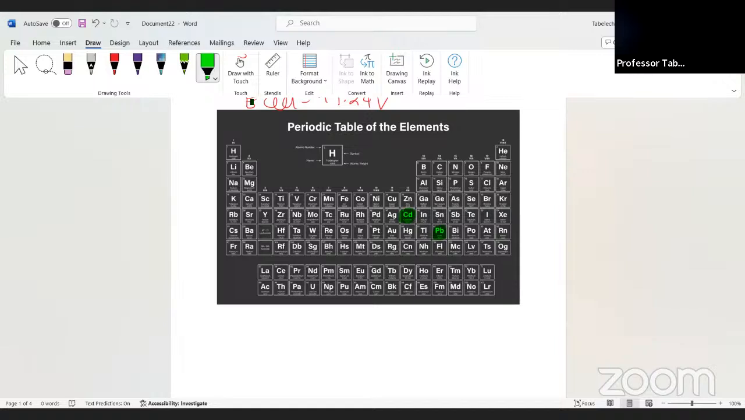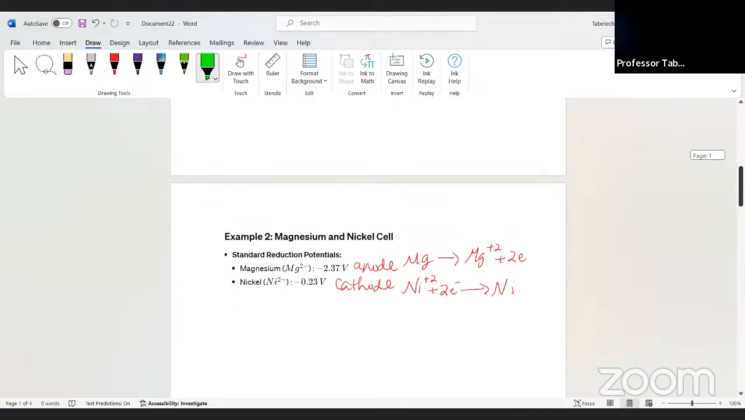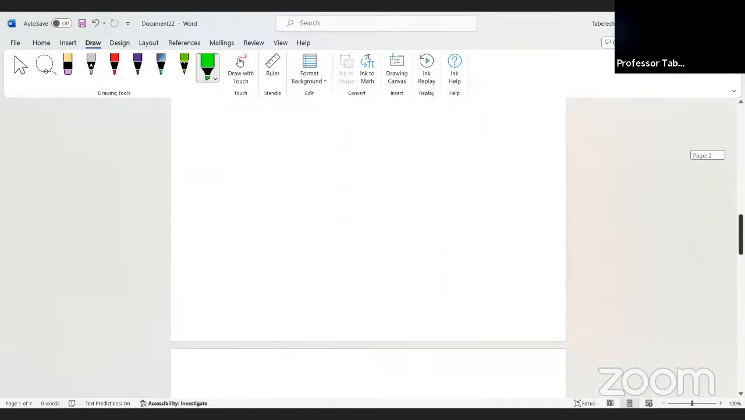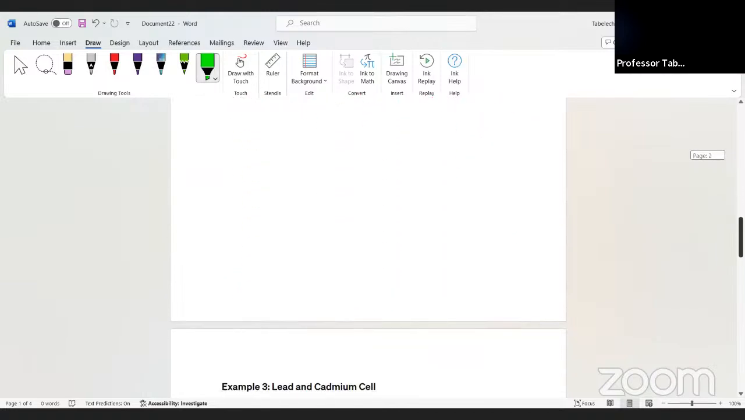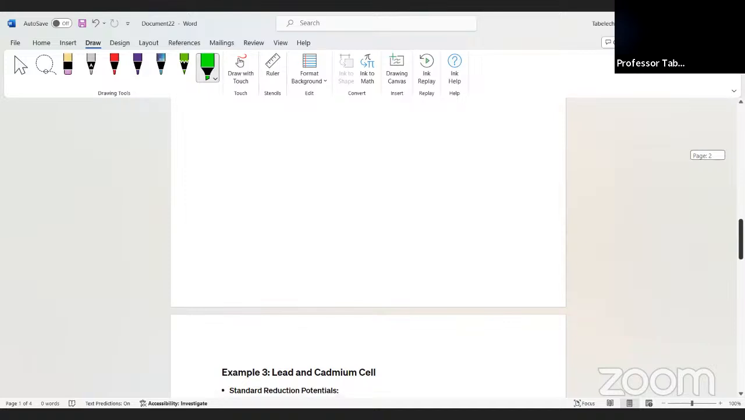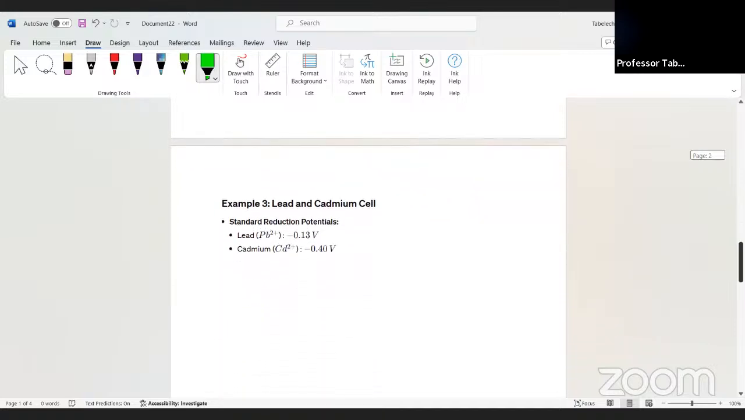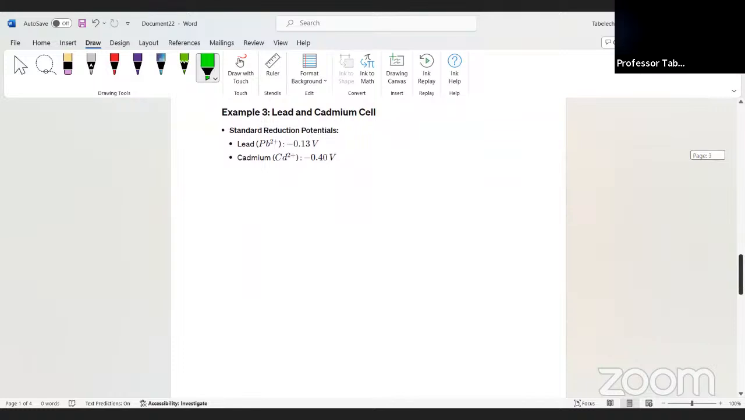I know, right? Electrochemistry is the bane of my existence. All right, so because lead is farther right, that is your cathode. Yes, you could say that as well. Whatever you need to do to remember that, yes.